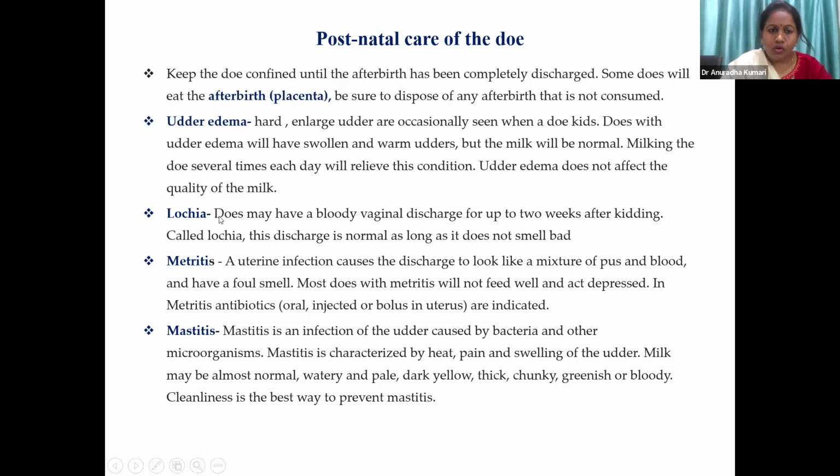Look here, normal bloody discharge can continue up to 2 weeks after the kidding. It is not a problem as long as it is not smelling bad. But when the discharge becomes a mixture of pus and blood and is foul smelling, then it could be a case of metritis and that should be treated accordingly. The next important problem that occurs after the kidding in the mother is mastitis. It is characterized by hot, painful swelling of the udder. In that, the consistency of the milk is altered. Maintenance of cleanliness in the kidding pen is the most important preventive measure for mastitis.